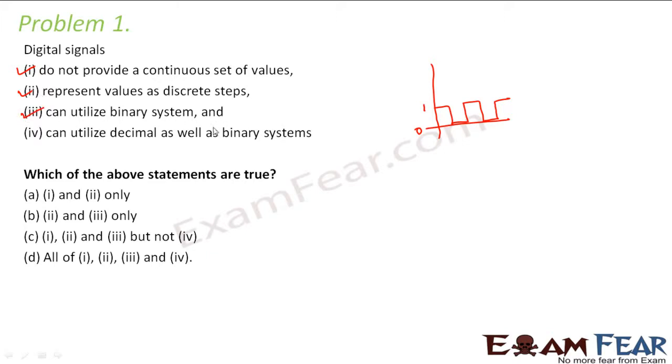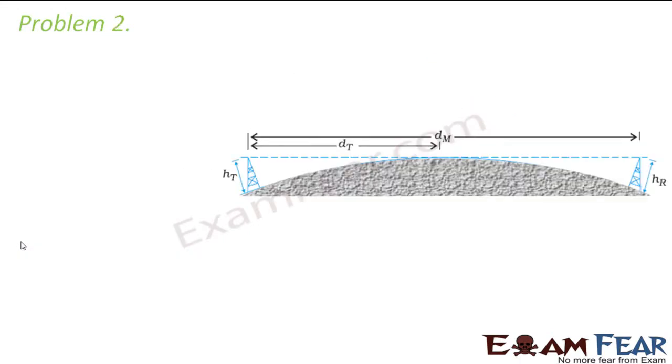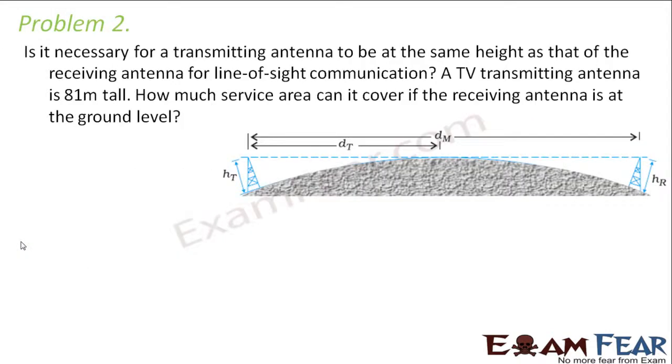Binary system is nothing but the system of zeros and ones. Can utilize decimal as well as binary system. That's not quite true because it cannot utilize decimal system. It can only utilize binary systems. So which option would be true? C. 1, 2 and 3 but not 4. Okay, let us look at the next problem.